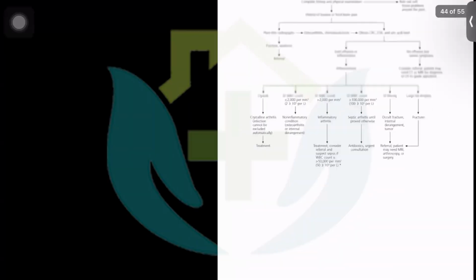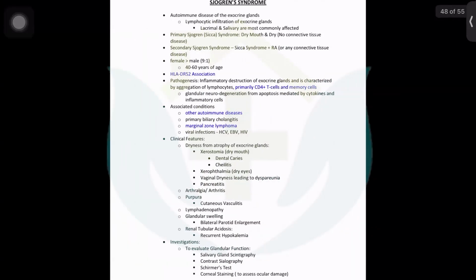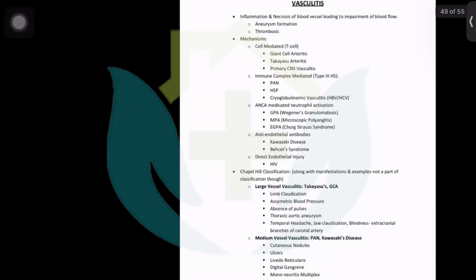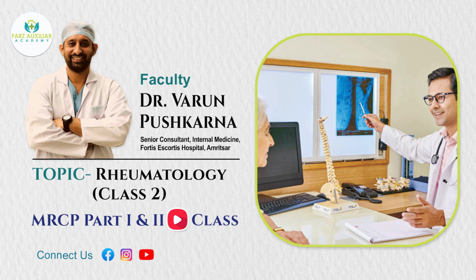Septic we've done. And of course, relapsing polychondritis. Nowadays, those people who are appearing in winter session will get relapsing polychondritis questions. Sjogren syndrome. And of course, the last but not the least, vasculitis. So only 4 topics left. We will cover them in the next class. Is that okay? Any questions?